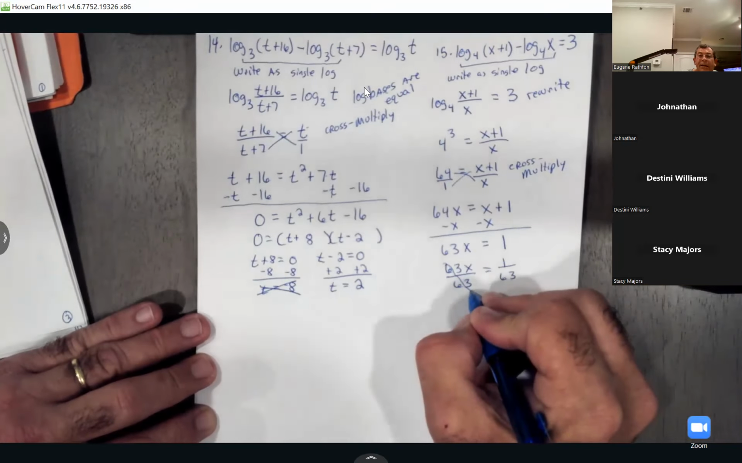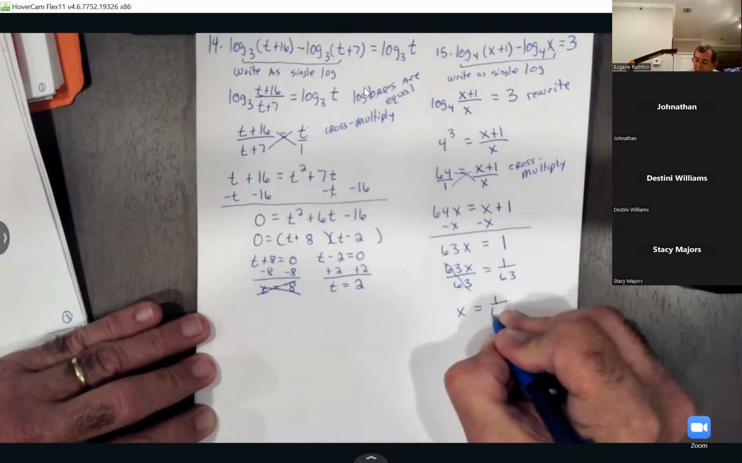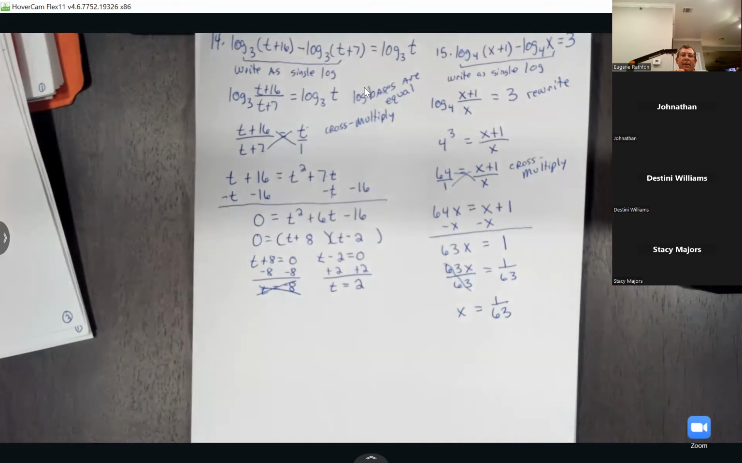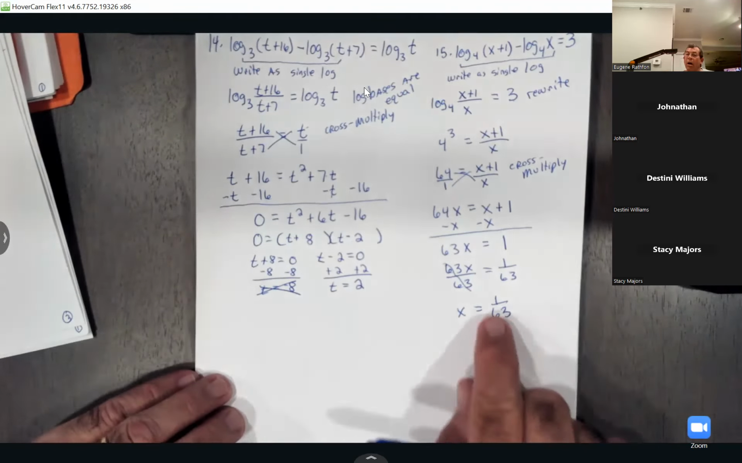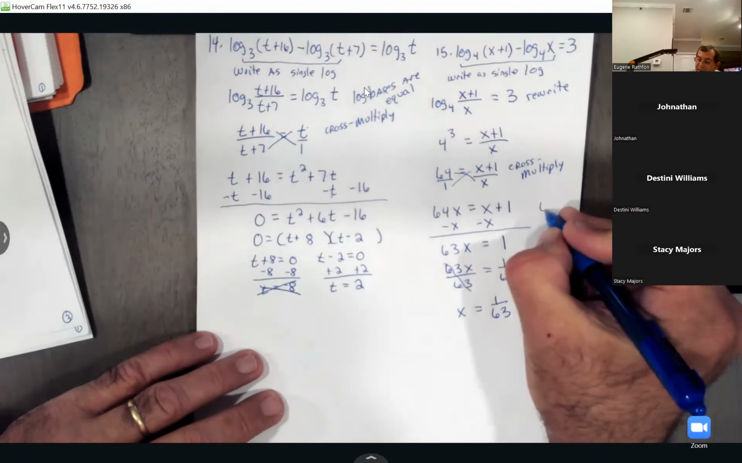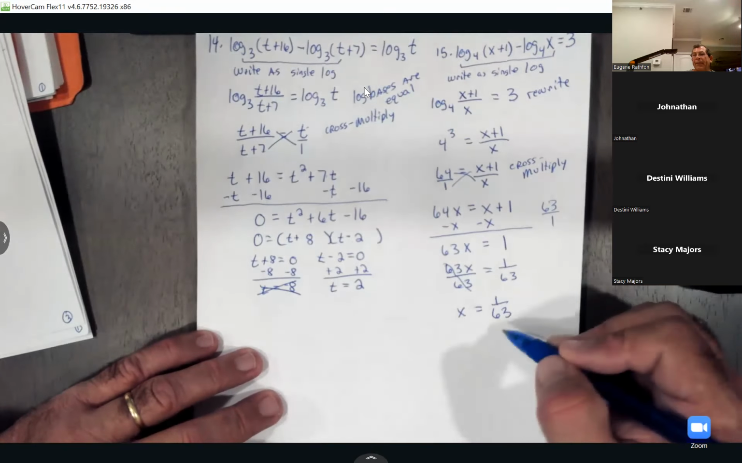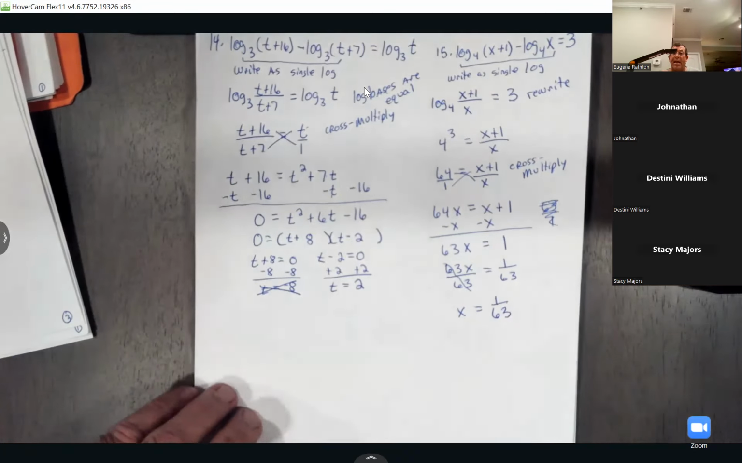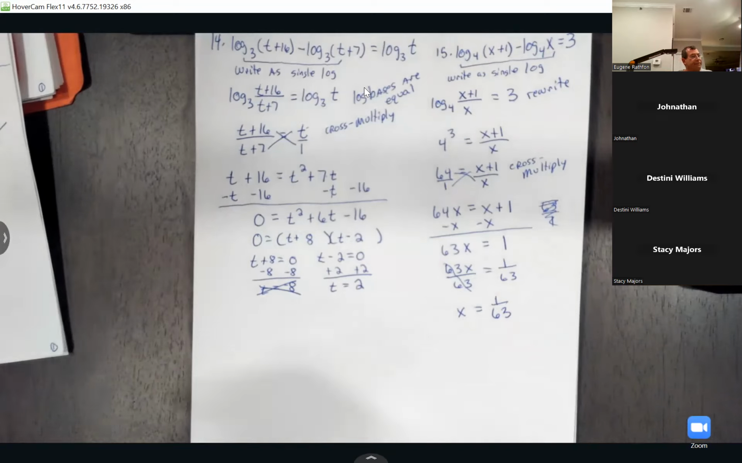So there we go. That cancels again, and you will get x equals 1 over 63. Could you just simplify that into 63? If it was the other way, I could have. If I had something like 63 over 1, then I could have. But remember, if you got a 1 on top, you definitely got to keep that 1, okay?